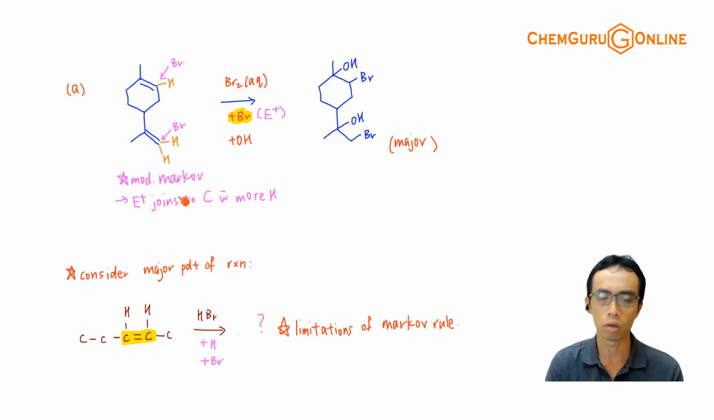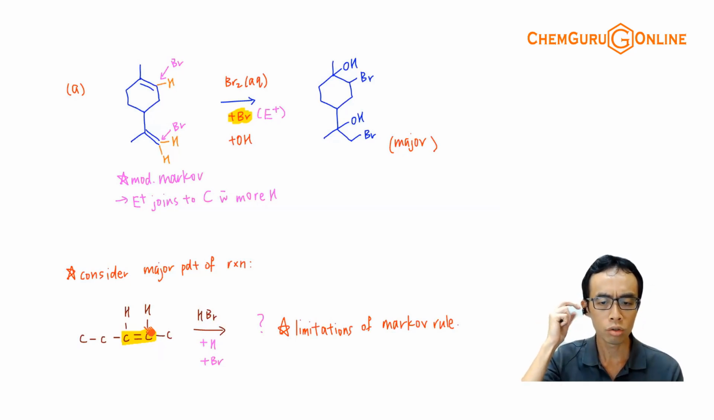Now, even if I consider the modified Markovnikov rule, we have a similar limitation. Markovnikov is based on the idea that my alkene carbons must have a different number of hydrogen. Hydrogen joins to the carbon with more hydrogen. For the modified Markovnikov rule, the electrophile joins to the carbon with more hydrogen. And if my alkene carbons have the same number of hydrogen, then the Markovnikov rule is totally useless. It's a total breakdown. We cannot use the Markovnikov rule anymore if both carbons that are part of the alkene have the same number of hydrogen. So we want to be able to appreciate that.